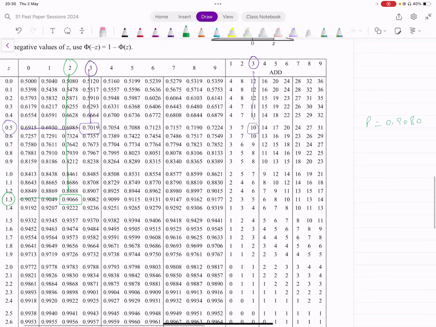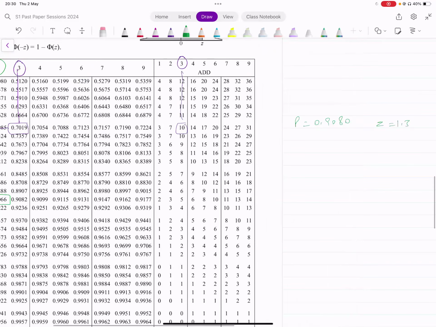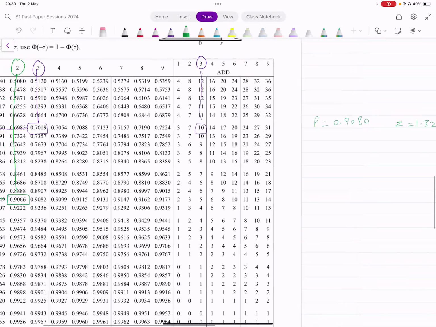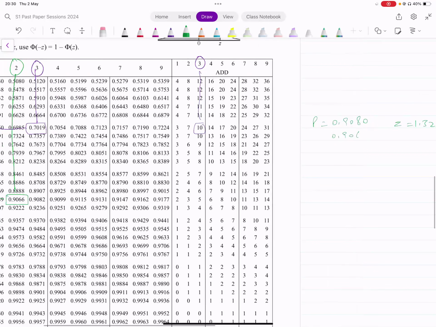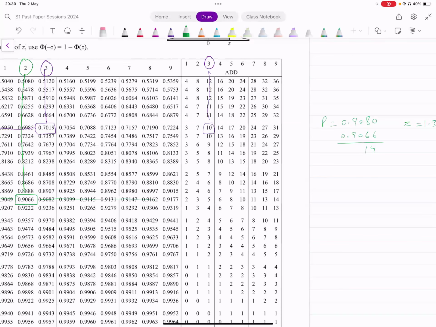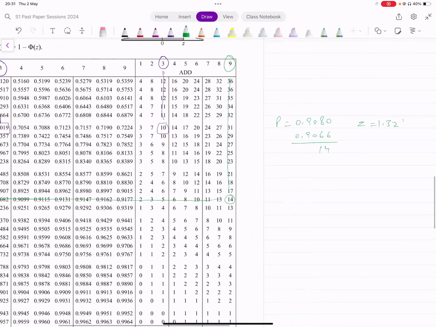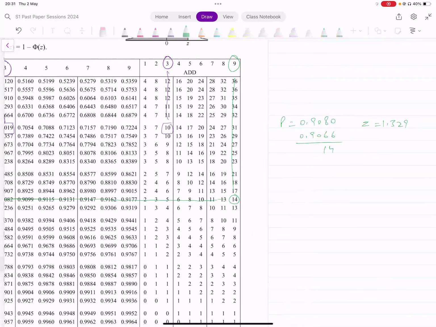Now, what value do I get corresponding to this for z? 1.32. But that's the value of z corresponding to 0.9066. What's the difference between them? 14. So we need to add 14 more to it. We go to the right side. Do we have 14 here? Yes, this is 14. We take 9 from here, and the value of z therefore becomes 1.329. That's the value of z that we use here, 1.329.